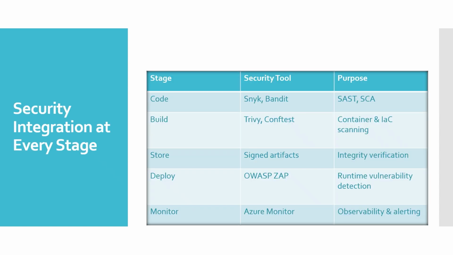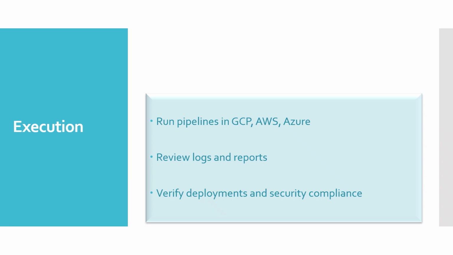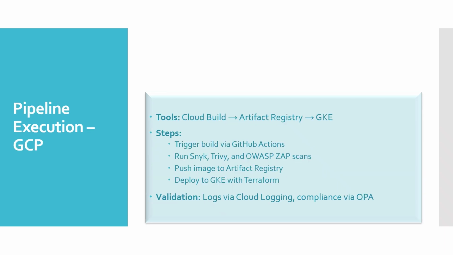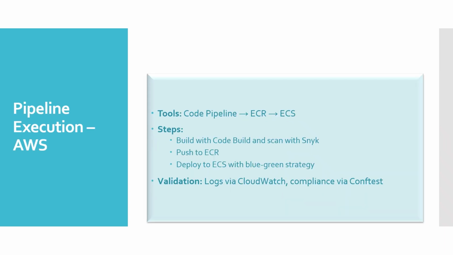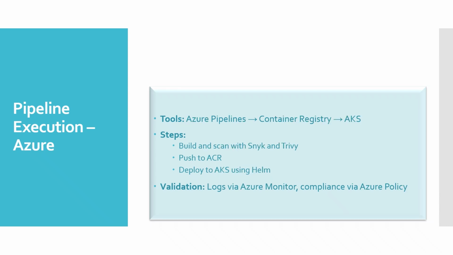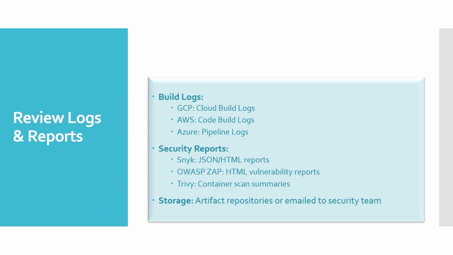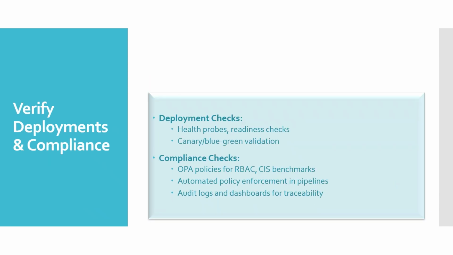As code builds, stores, deploys, and monitors stages, I have infused security with Snyk, Bandit, Trivy, Conftest, Signed Artifact, OWASP ZAP, and Azure Monitor, respectively. At the end, executed the pipeline in GCP and AWS, validated the logs for GCP, AWS, and Azure, and reviewed the logs and reports, plus verified deployment and compliance checks.